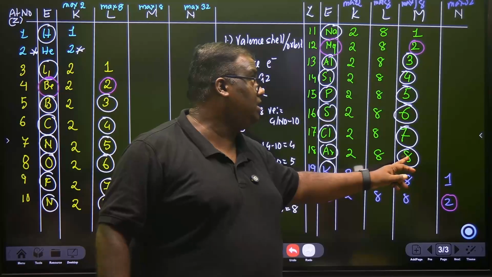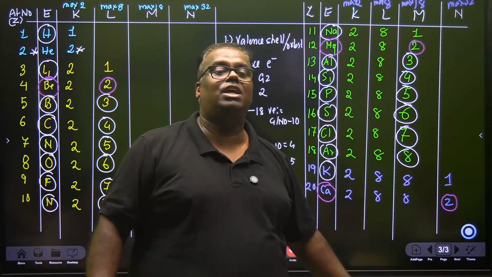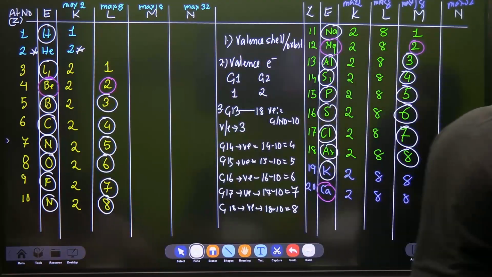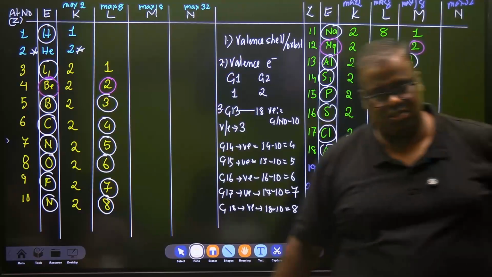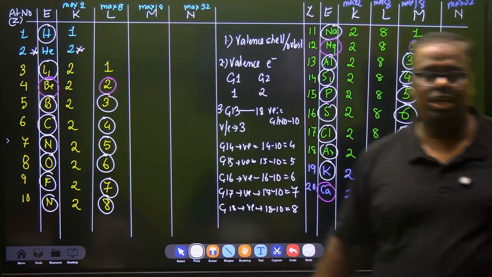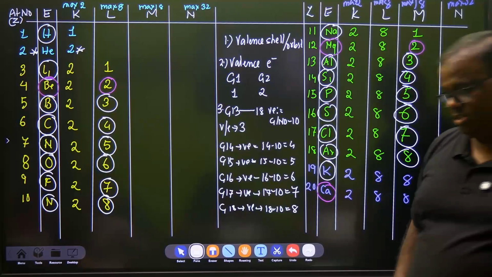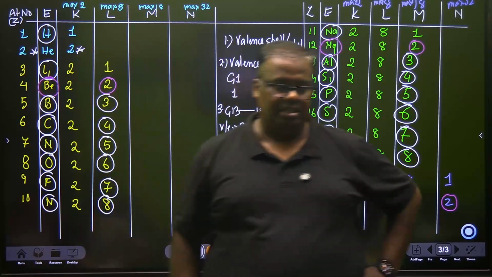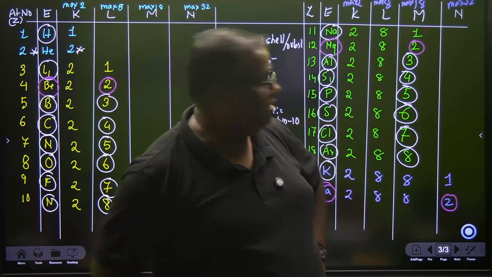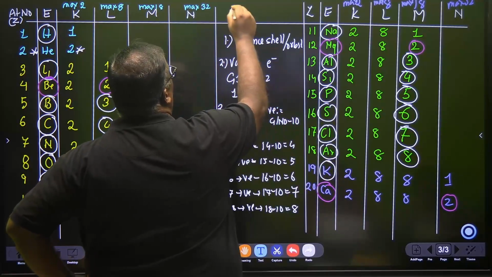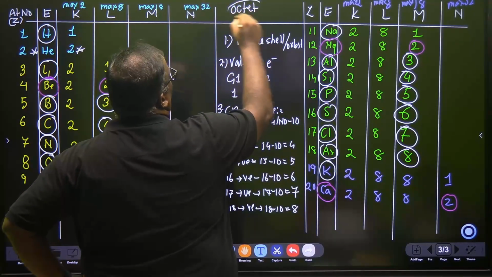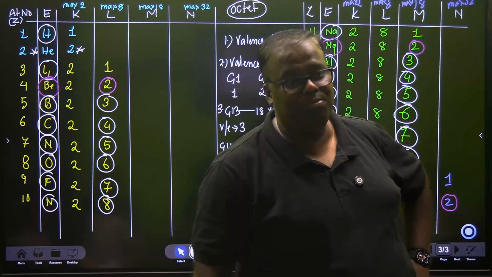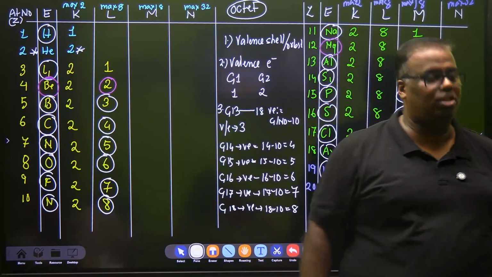Now you should not say, sir, where is it filled? It is 18. No, it's a valence shell. Valence shell can have maximum 8. So here there is one more criteria, right? Valence shell can have maximum 8 electrons, and this is called an octet. Octet rule will come later. I told you, there is a time to learn everything.